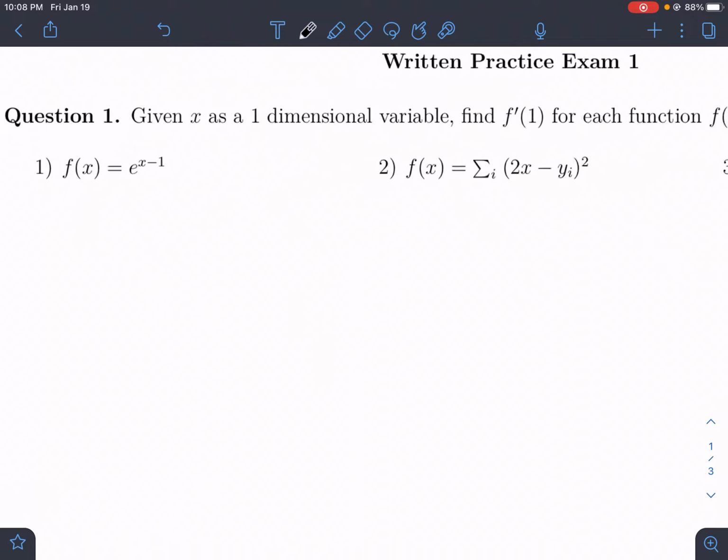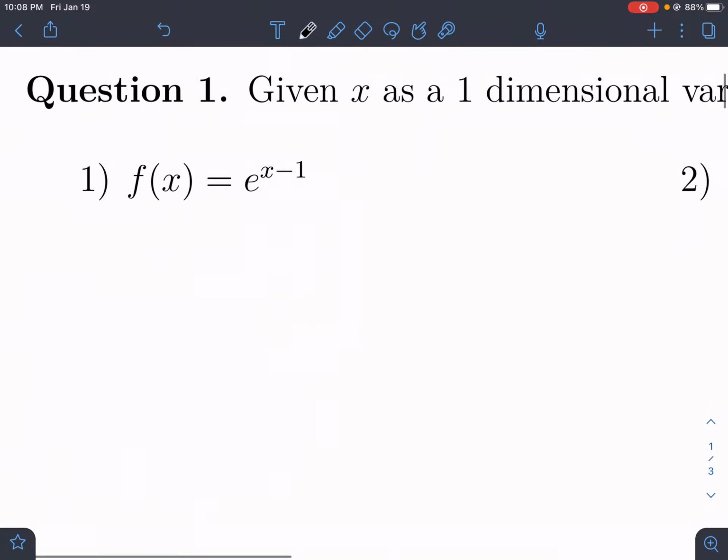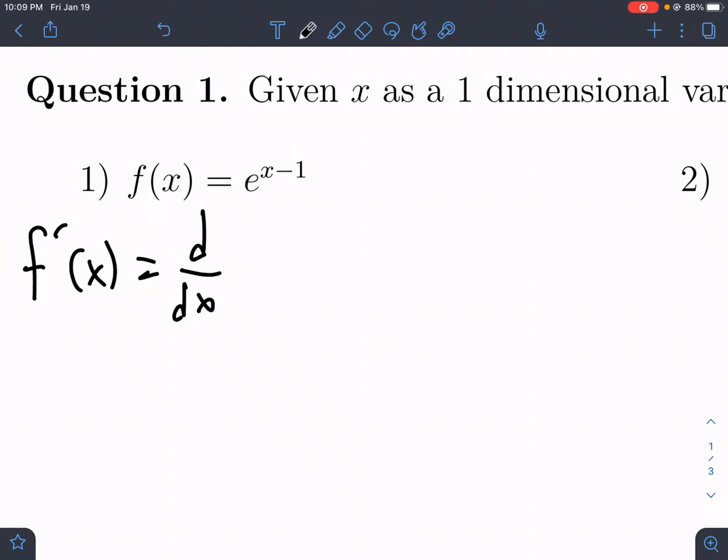For part 1, we're trying to find f of x equals e to the x minus 1. So for each of these questions, what we're going to do is find the general form of the derivative, or f prime of x, and then plug in 1 for x to find f prime of 1. Now, for this case, f prime of x equals d dx of e to the x minus 1.